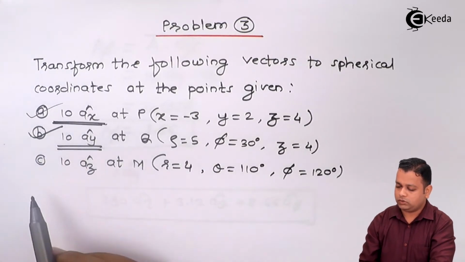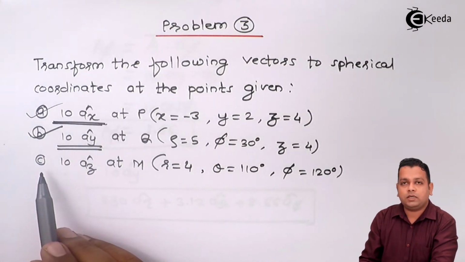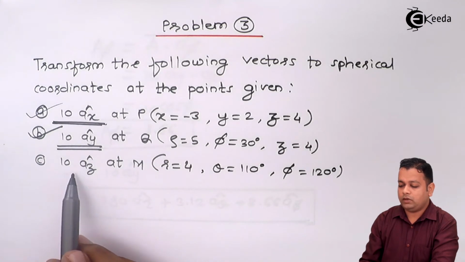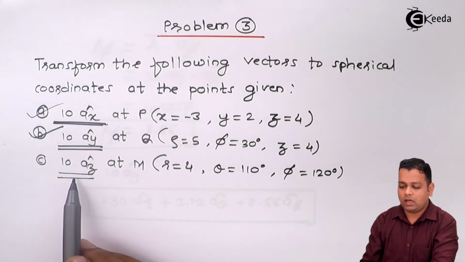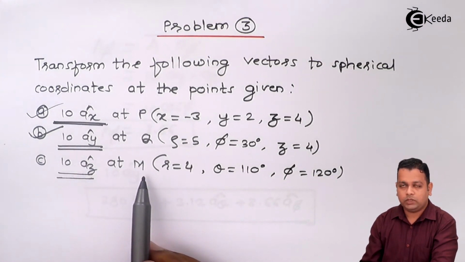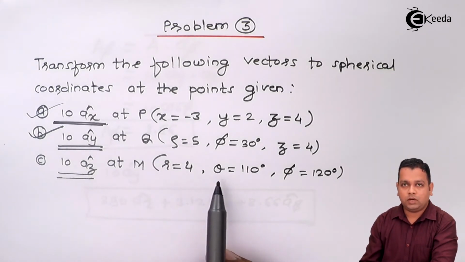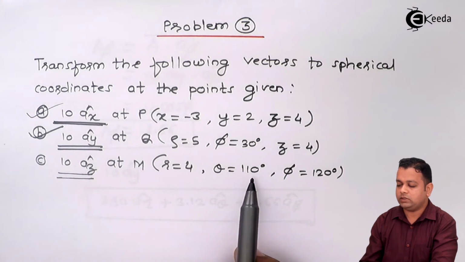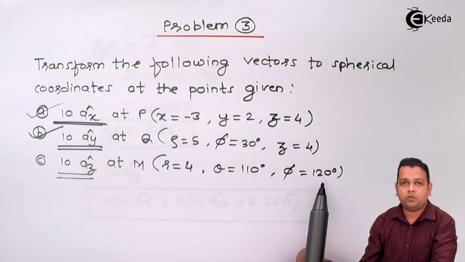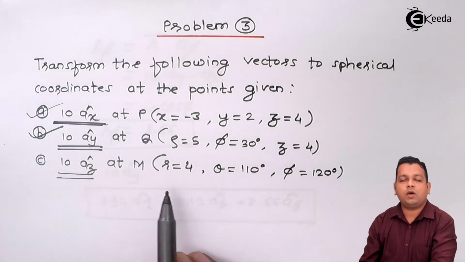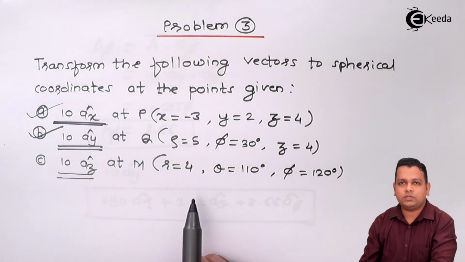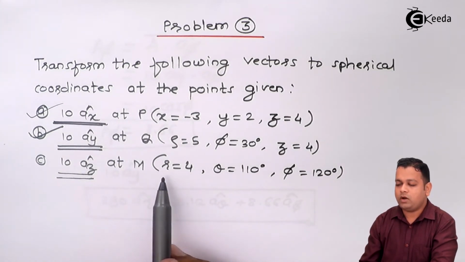So B part is also over. The last part is we have to represent the vector 10 AZ cap at point M. So M is having the coordinates R is equal to 4, theta is equal to 110 degrees, phi is equal to 120 degrees.